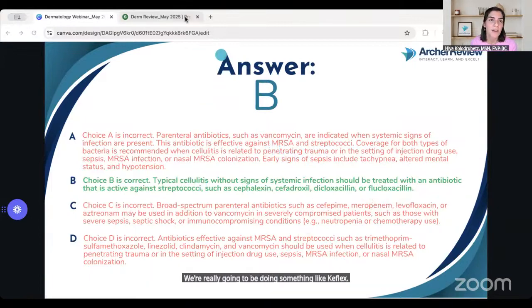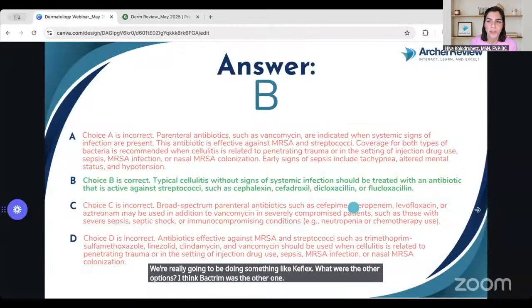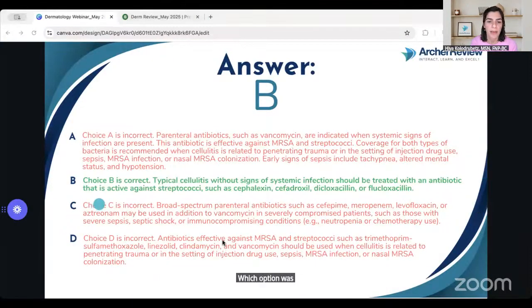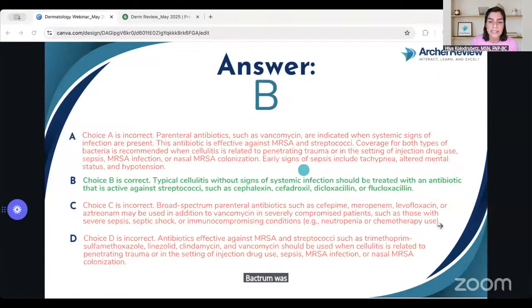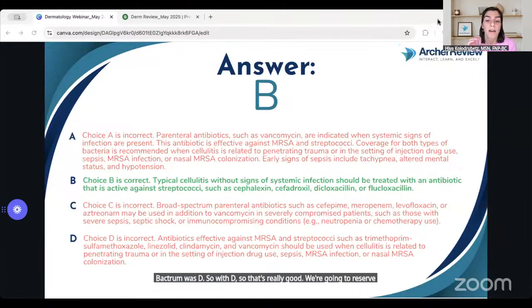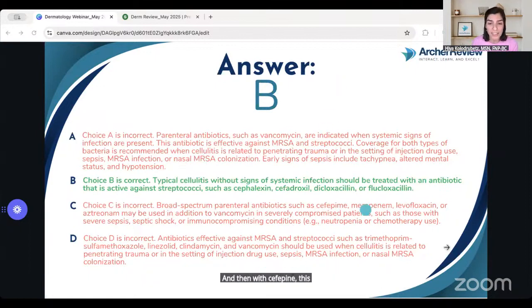What were the other options? I think Bactrim was the other one. Bactrim was D. We're going to reserve Bactrim for if we're suspecting MRSA, and they told you flat out that you're not suspecting MRSA in this case. This is uncomplicated cellulitis.